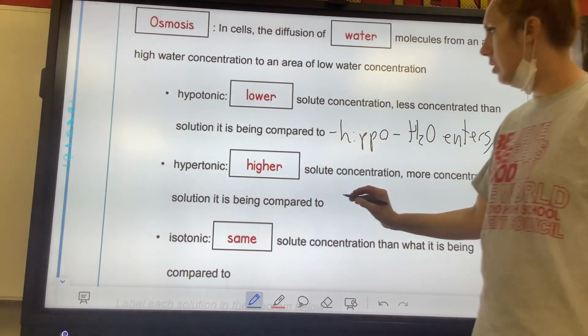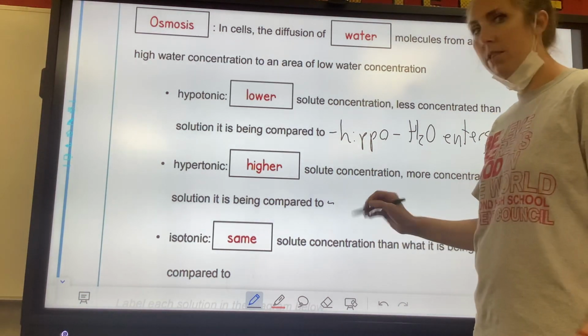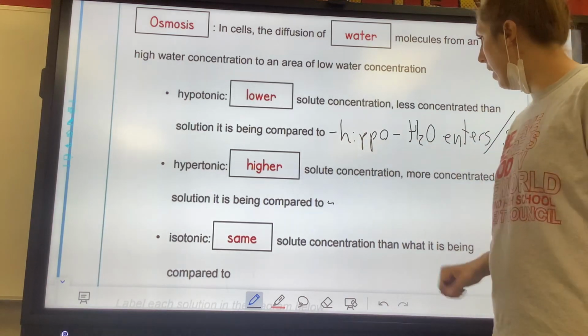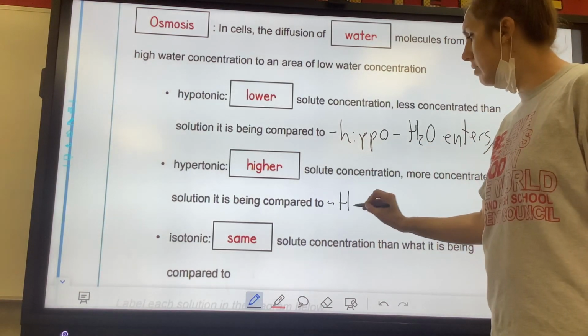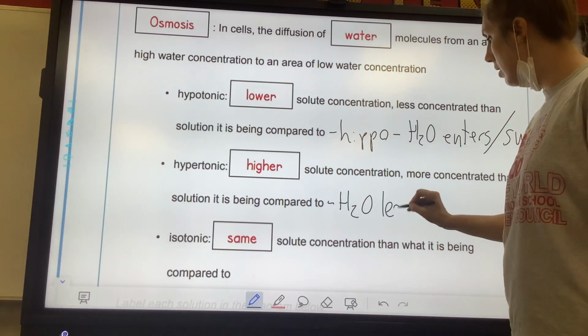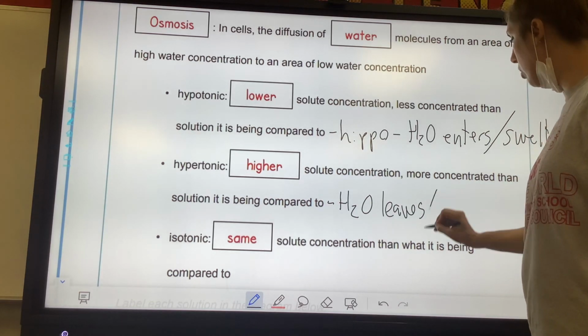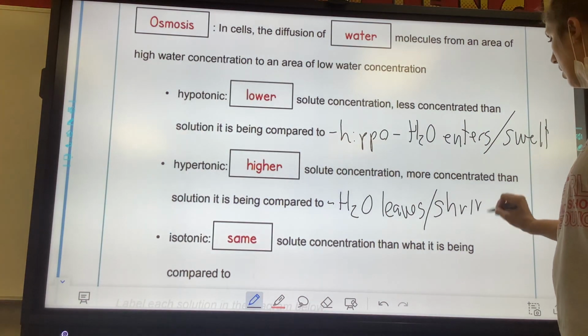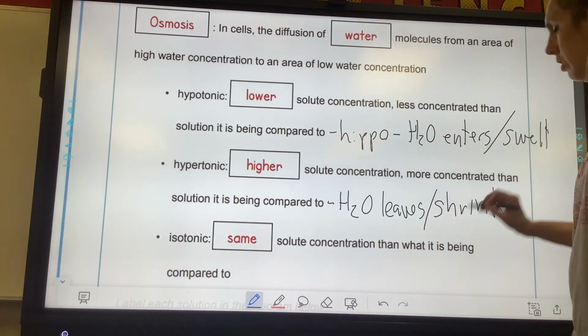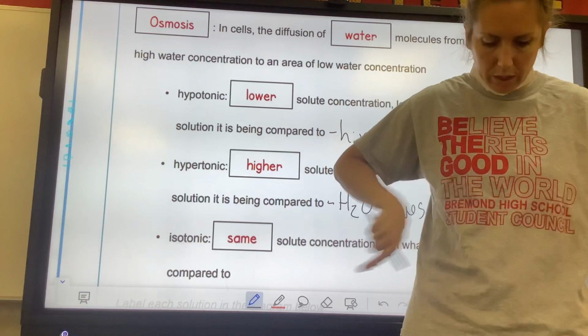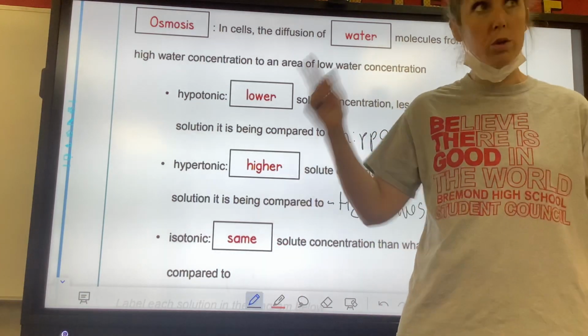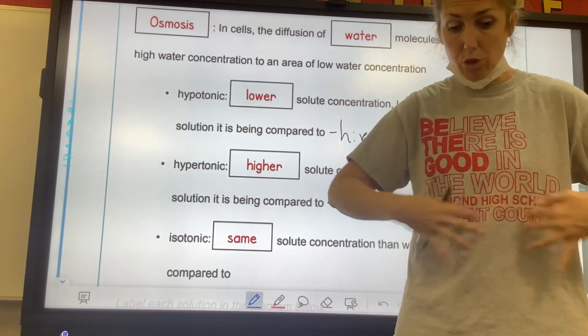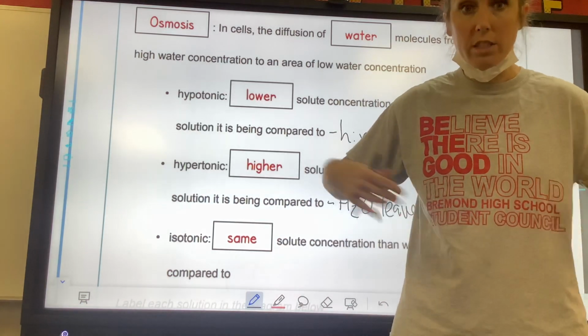Hyper. So when you're hyper, you're going to get skinny. Okay? So this is where water leaves. And you are going to shrivel or shrink. And when you think about why you do that? Well, if you're going to release water, it means that there's more particles outside of the cell, and it's releasing water to the particles, okay?